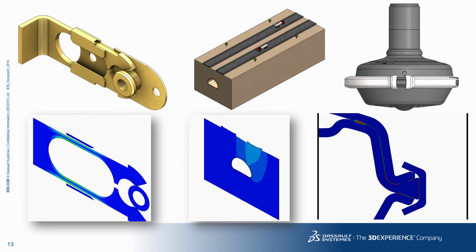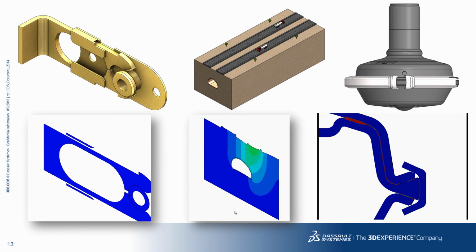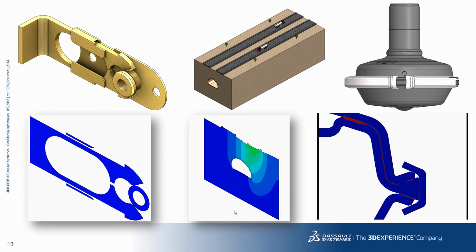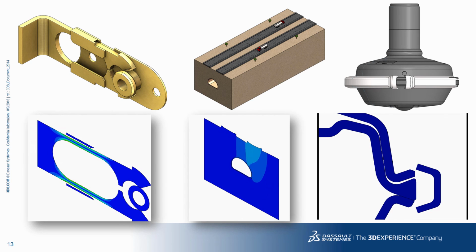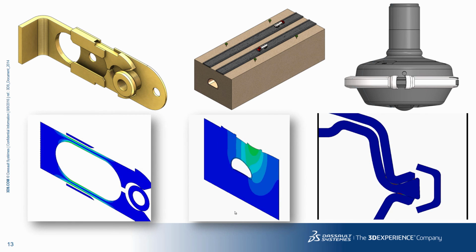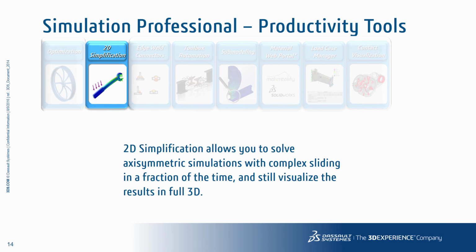On the far right, a forming. This is a nonlinear problem in this case due to the large deformation as well as the permanent set in the material model, but still a good example of 2D simplification. In the center, a quick linear static or maybe buckling analysis of this drainage tube. So 2D simplification, all about solving axisymmetric or plane strain or plane stress situations in a significantly lower amount of time.